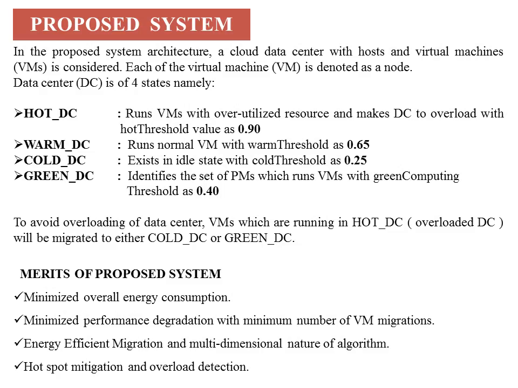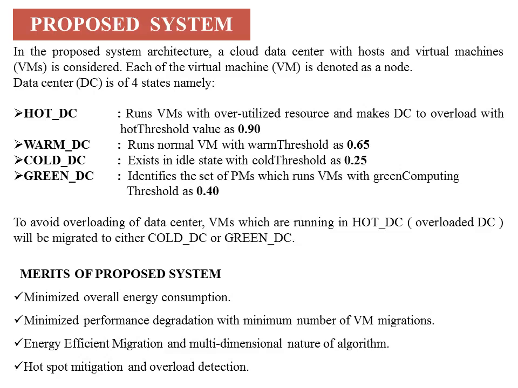In our proposed system, the data center is broadly divided into four main categories, namely the hot data center, warm, cold and green. As you can see, the highlighted ones are the threshold values. The numerical values given are the threshold values above which the data center moves to being run in a hot DC environment, warm, and then cold and green.